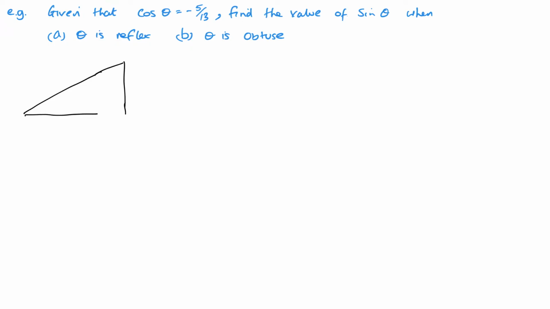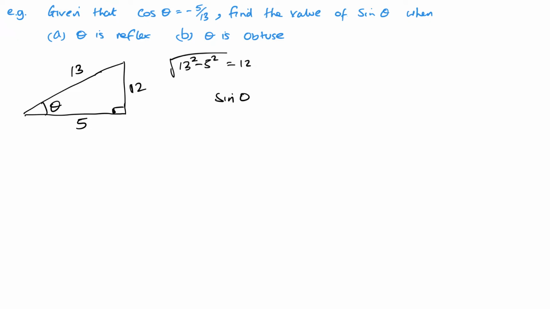So right angle triangle, put my theta in, and I know that cos theta is adjacent over hypotenuse. So using Pythagoras, 13 squared minus 5 squared, and then square rooted, I get 12, so this side here is 12.